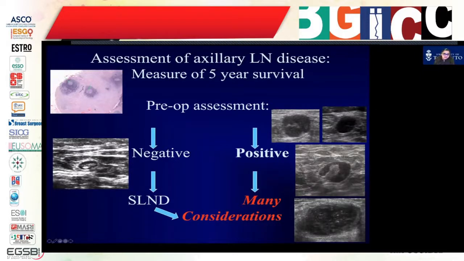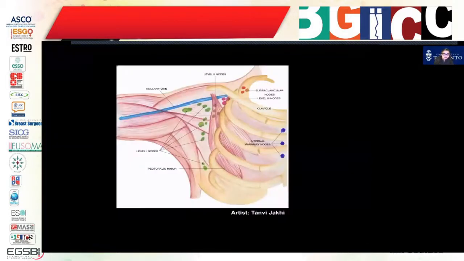If they're negative, the patient will proceed to sentinel lymph node biopsy. If the patient has a positive lymph node clinically or on fine needle aspiration on imaging, then there are many different considerations, which we can discuss now: whether the patient is going for neoadjuvant treatment, in which case they may need a clip, or how many sentinel lymph nodes were positive. According to the Z11 trial, they may need further imaging, or they may need radiation if the lymph nodes are more than 3. So there are many different scenarios for how lymph nodes are managed.